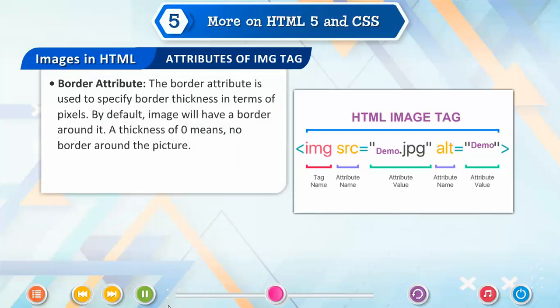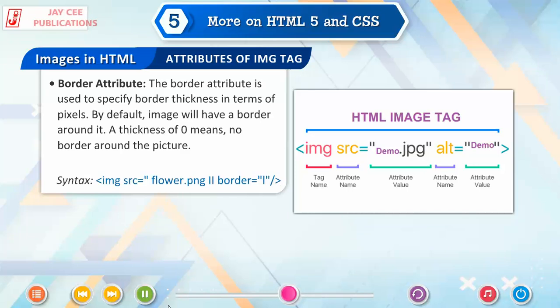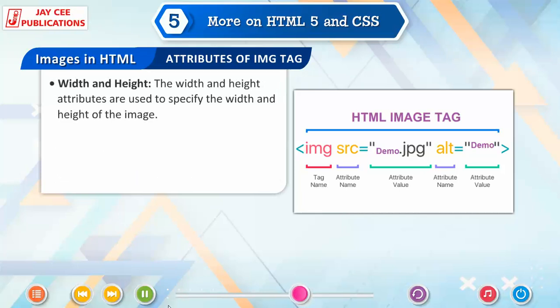Border attribute. The border attribute is used to specify border thickness in terms of pixels. By default, an image will have a border around it. A thickness of 0 means no border around the picture. Syntax: IMG space src is equal to flower.png in double quote, border is equal to 1 in double quote, slash close angular bracket.